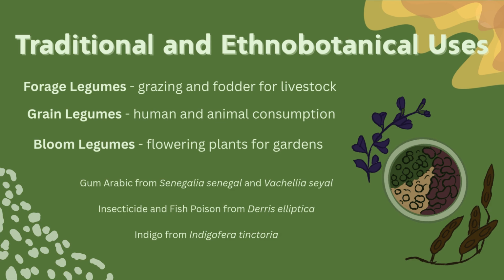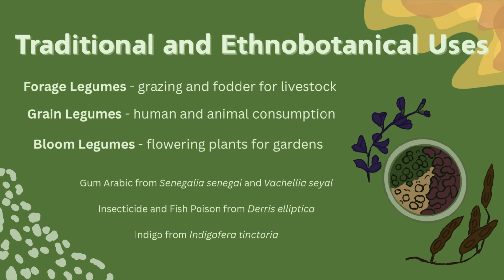And then we have grain legumes. These are what probably pop into your mind when someone says legumes. These are things such as soybeans, peas, chickpeas, lentils, and faba beans, along with many, many others. These are used for human and animal consumption. And then we have bloom legumes, such as lupines and wisteria. These are mostly used for aesthetic purposes as flowering plants for gardens.